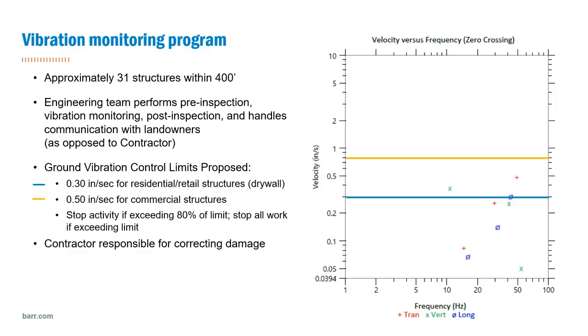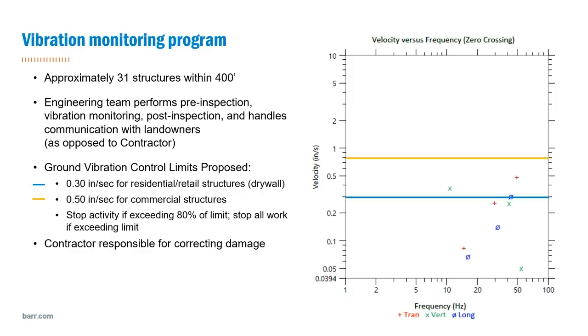We had one point of contact that could take those concerns and help us deal with them. In the vibration monitoring program, we set some limits for this project of 0.3 inches per second peak particle velocity for the residential and retail structures that were primarily constructed out of drywall, and 0.5 inches per second for commercial structures.